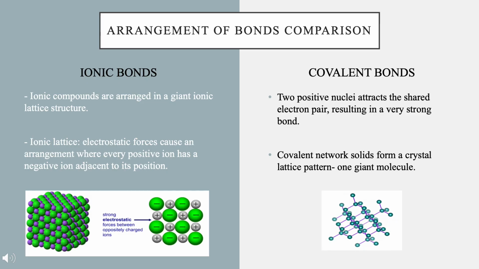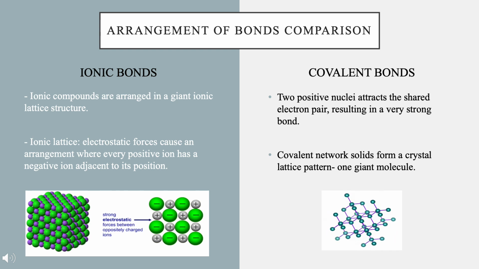To compare properties of ionic and covalent bonds, we must first understand the arrangement of the bonds. In ionic bonds, the compounds are arranged in a giant lattice structure. An ionic lattice occurs because electrostatic forces cause an arrangement where every positive ion has a negative ion adjacent to its position, and every negative ion has a positive ion adjacent to its position.